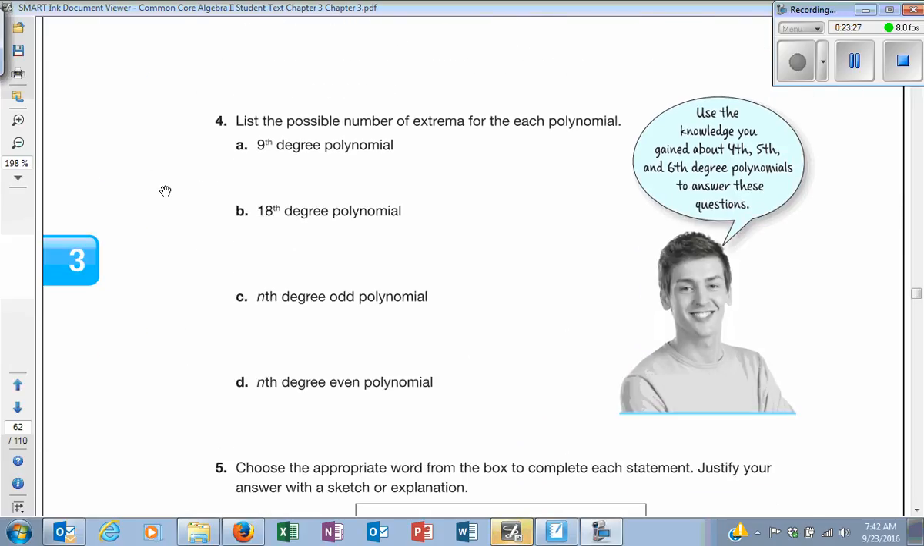What if I had something to the 9th degree term? What are the possible amount of extrema, which we know are relative or absolute maximums and minimums? If I have the 9th, what's possible? No. Remember, it was 1 minus, and then we start going by 2s. So 8, 6, 4, 2, or 0.